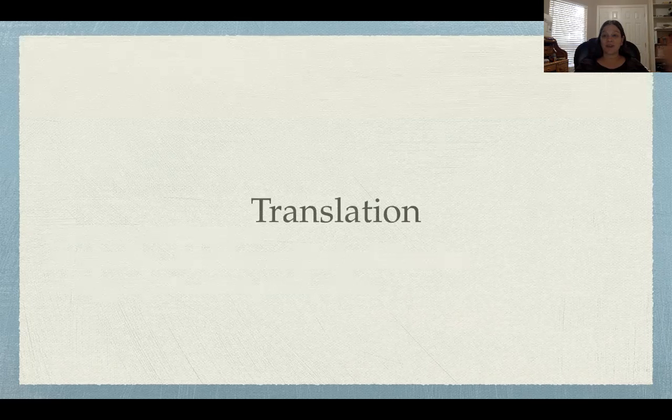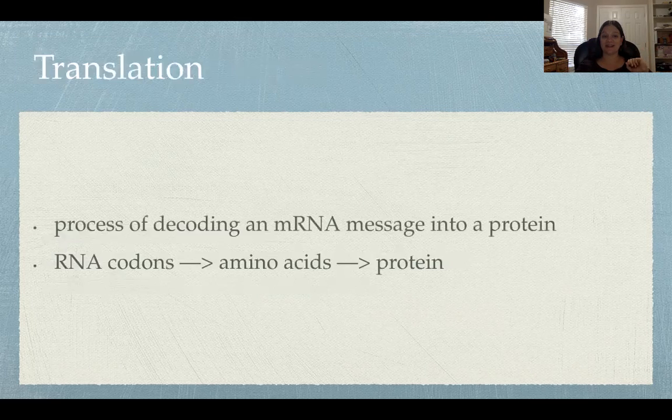All right, so the process of reading the code, reading the codons and creating the protein is called translation. Decoding that mRNA message and actually making the protein. So we start with our RNA codons. That brings in the specific amino acids, which get bonded together to make the protein. And that's translation. Translation is going from the RNA codons to the protein.